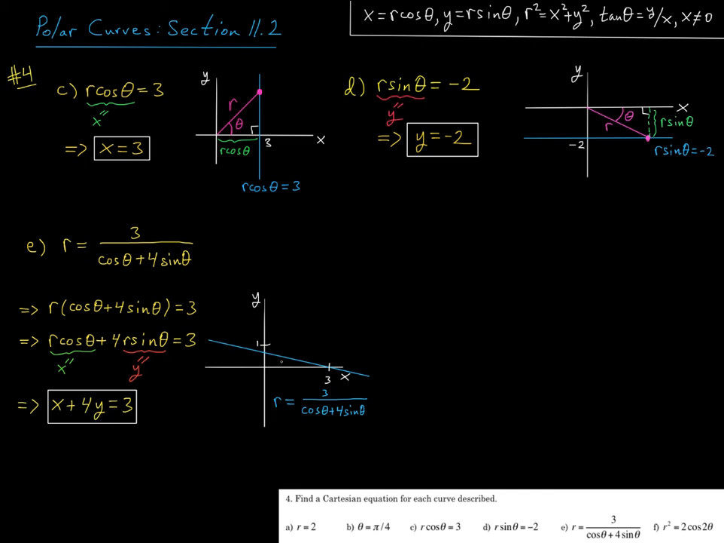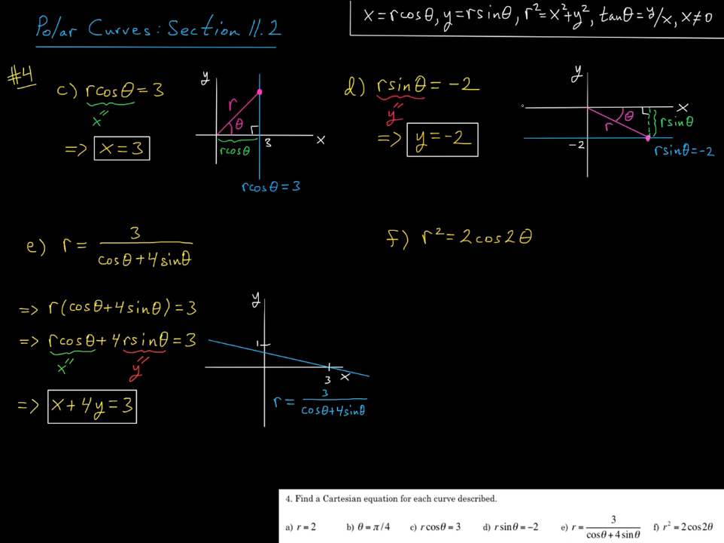Now, this is a line in the xy plane, and so we can see here the Cartesian equation x plus 4y equals 3, quite a bit simpler than this corresponding polar equation. Okay, and then last up is F. We have r squared is equal to 2 cosine of 2 theta.